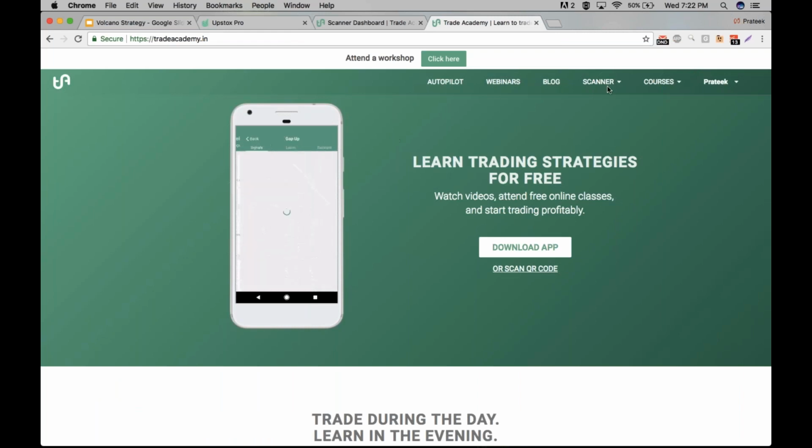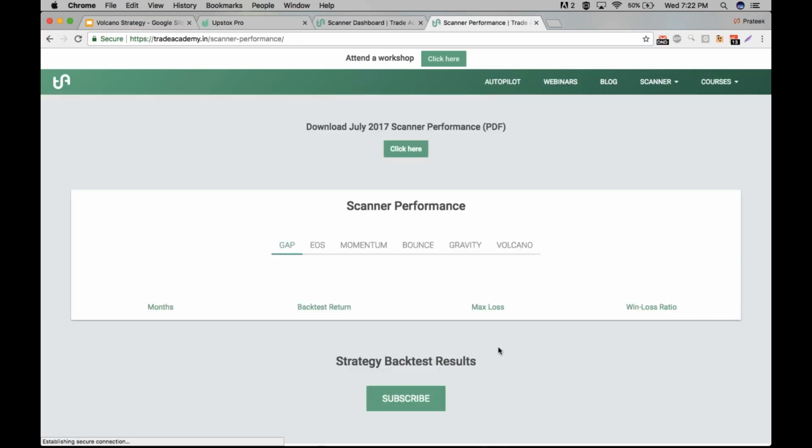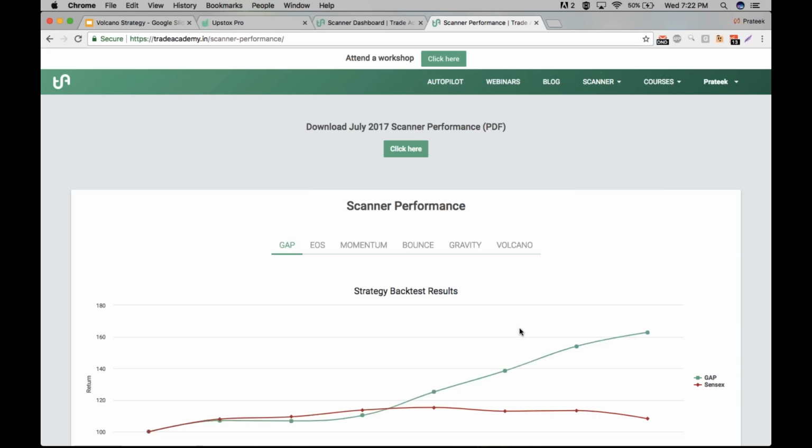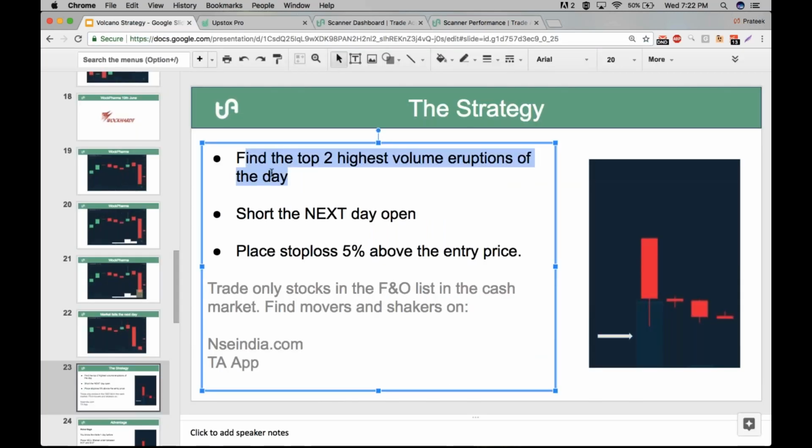If you go to Trade Academy, go to scanner, click on performance. Karan is saying, how to decide buy or sell. Karan, what do you mean? It's always a sell. As soon as you find the highest two eruptions, you short, you sell at the next day's open. I hope that makes sense.